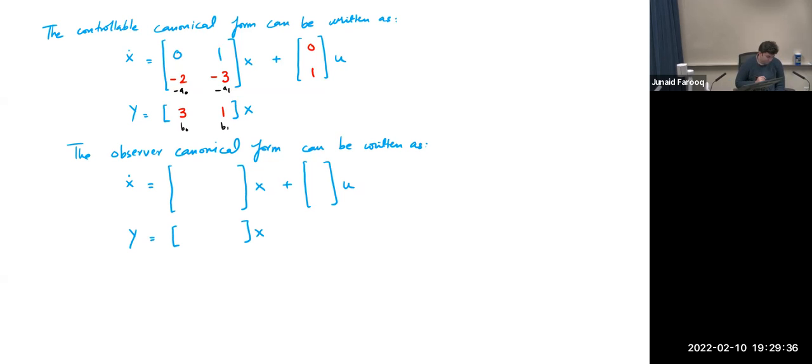But for the observer, basically the rightmost column was actually negative A0 and negative A1. So in this case, we will have -2 here, -3 here, and then you had a 0 and a 1 here. The B now had B0 and B1, so we will have a 3 and 1 here. And the C is now 0 and 1. That's the convention we are following.